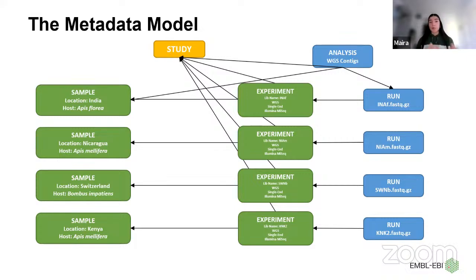Now, the linking is quite flexible. Sometimes you have cases where one sample is run through multiple lanes, which gives you multiple runs essentially. So you can link one sample to multiple experiments and multiple read files as well. So the linking is quite flexible here.